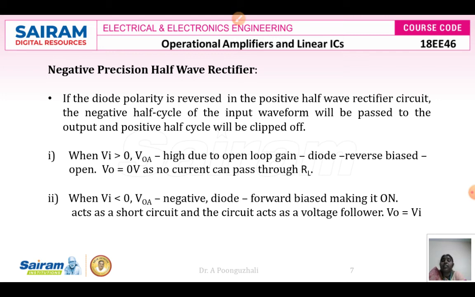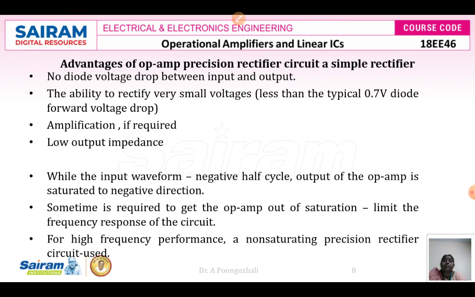When Vi is greater than 0, VOA is going to be high. That means that due to the open loop gain, the diode is going to be reverse biased and it is going to be open. So that means that V0 is equal to 0 volts, as no current can pass through load resistance RL. When Vi is less than 0, VOA is going to be negative. That means the diode is going to be forward biased, making it on, and it is going to act as a short circuit, and the circuit is going to act as a voltage follower. V0 is equivalent to Vi.